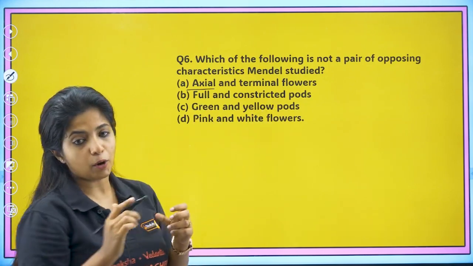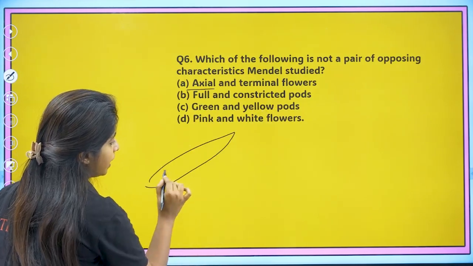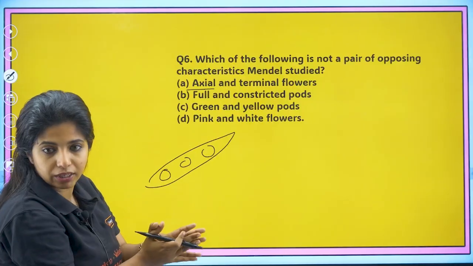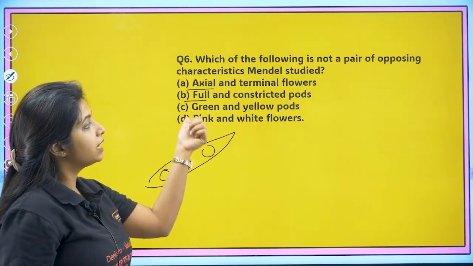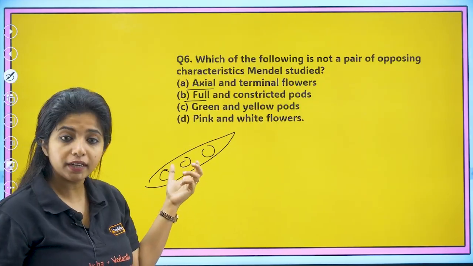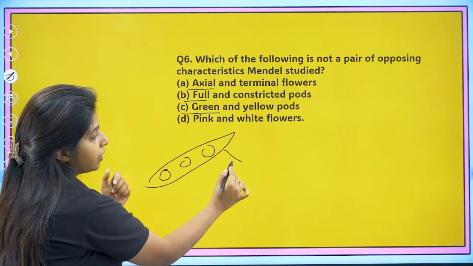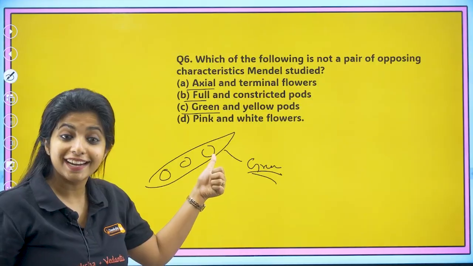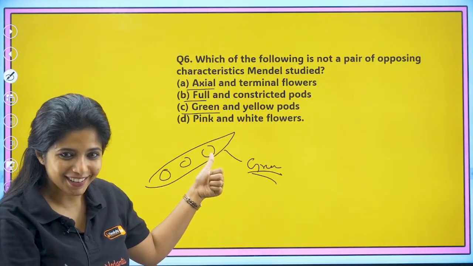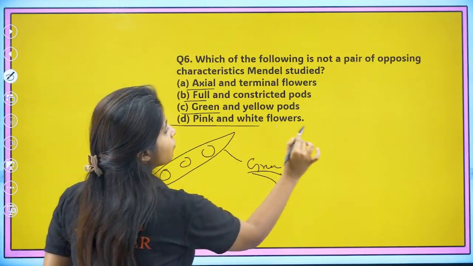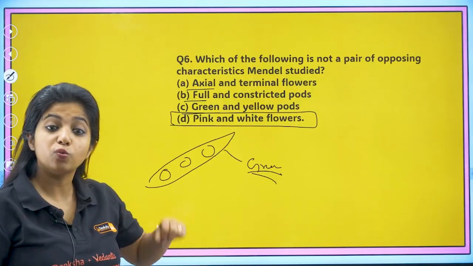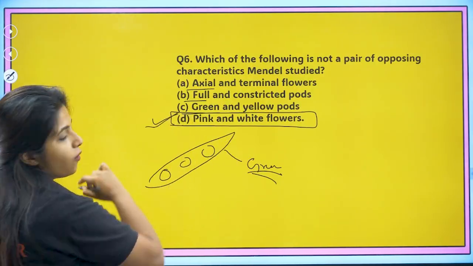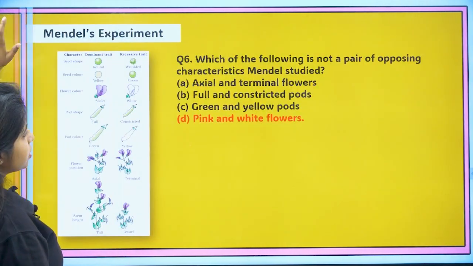Full and constricted pods: the pods in which you get the peas can be full, inflated, or dry and constricted. Full is the dominant one. Green and yellow pods: green is dominant. If you are asked about the seeds, yellow is dominant, not green. Remember, there is a difference. Pink and white flowers is something he never studied. It was violet and white flowers, and violet is dominant. So this is the odd one out, and your answer would be D.